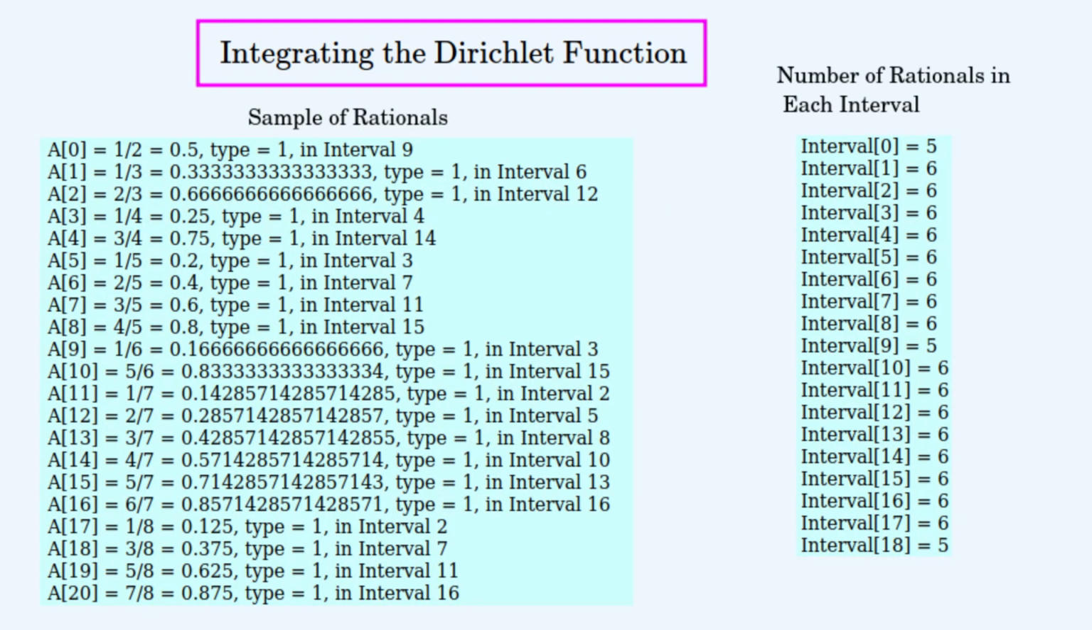And here's some of the rational numbers that we've found, with a string describing how they were found, a decimal approximation, whether they are rational, 1 means that they are rational and 0 irrational, and the interval that they've been found in. There's also the printed output of the number of rational numbers that we've found in each interval.